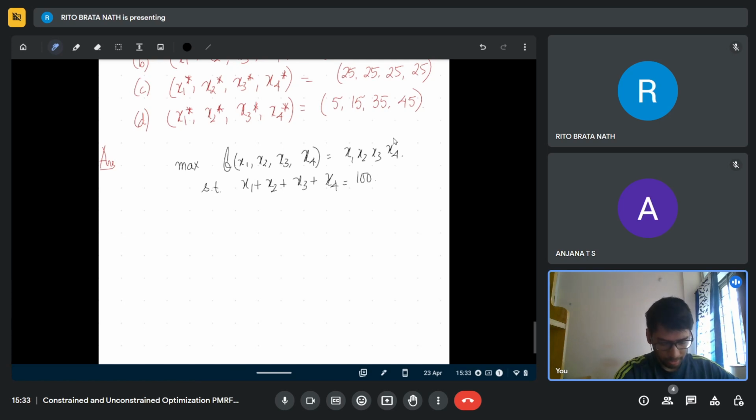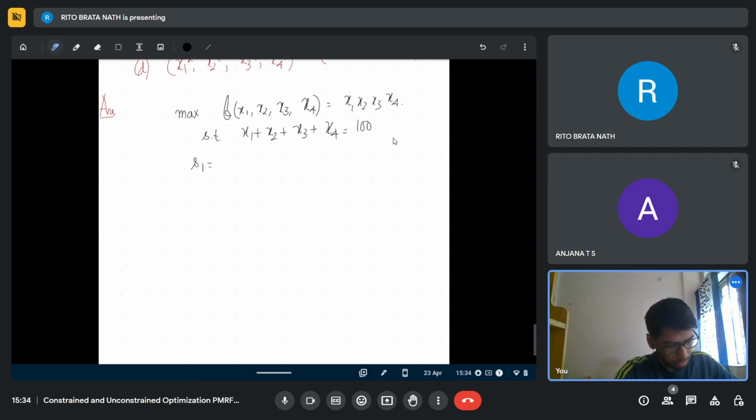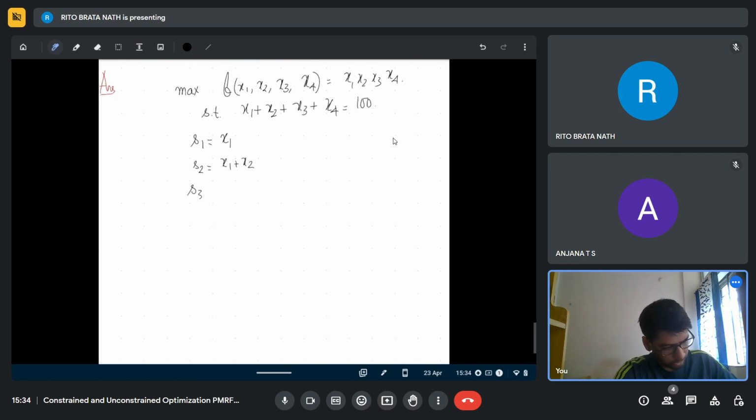Okay, let me try and solve this first and then check if that non-negativity thing is required or not. Okay, so what you can do, you can write s1 as x1, then you can write s2 as x1 plus x2, then you can write s3 as x1 plus x2 plus x3, and s4 as x1 plus x2 plus x3 plus x4.